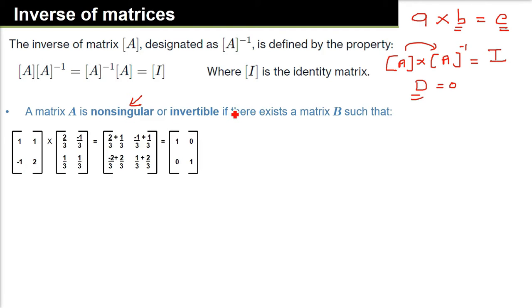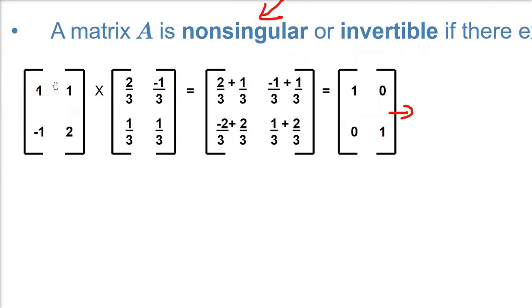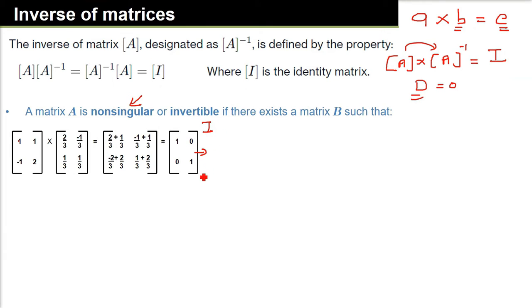It is invertible. If we have an A matrix and a B matrix, when you multiply them, you will get an identity matrix of the same order. I'll just show you what is happening here. 1 into 2 by 3 plus 1 into 1 by 3, this is the first element. 1 into negative 1 by 3 plus 1 into 1 by 3, this is the second element. Negative 1 into 2 by 3 and 2 into 1 by 3, add them. Negative 1 into negative 1 by 3, 2 into 1 by 3, add them. So what do you get? 1, 0, 0, 1. This is the identity matrix of 2 by 2.